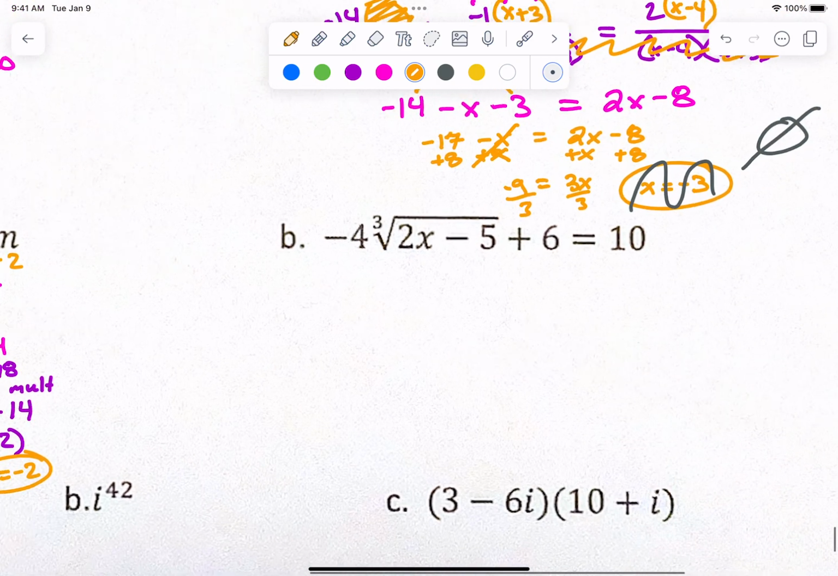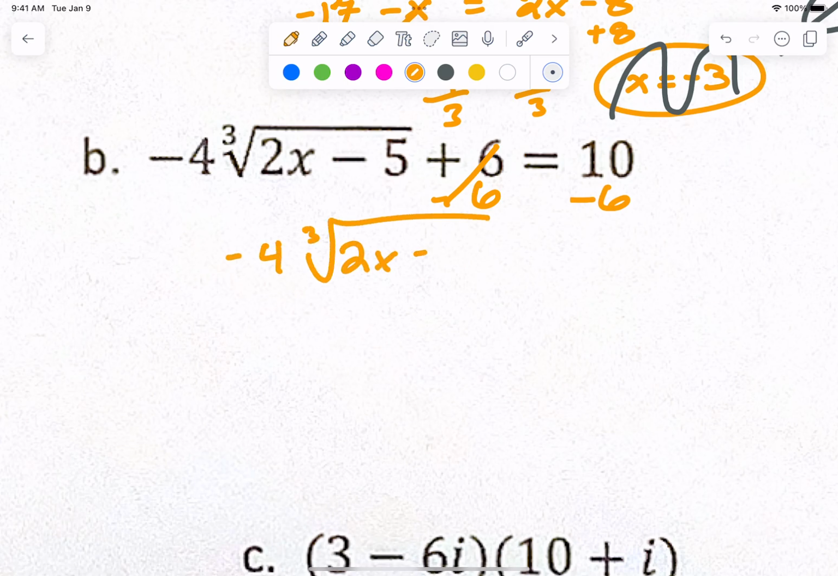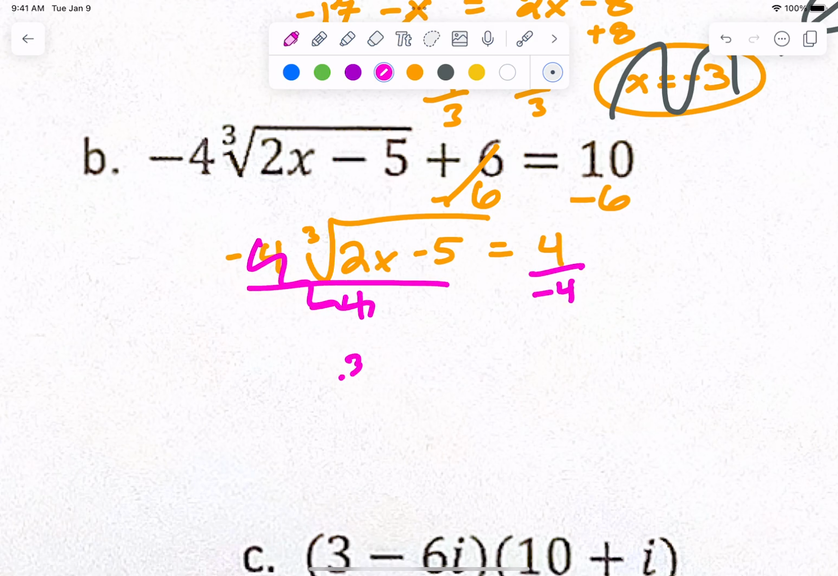Okay, B. What are you going to do first on B? Subtract the 6. Negative 4 cubic root of 2x minus 5 equals how much? 4. Now divide by negative 4. The cubic root of 2x minus 5 equals negative 1.